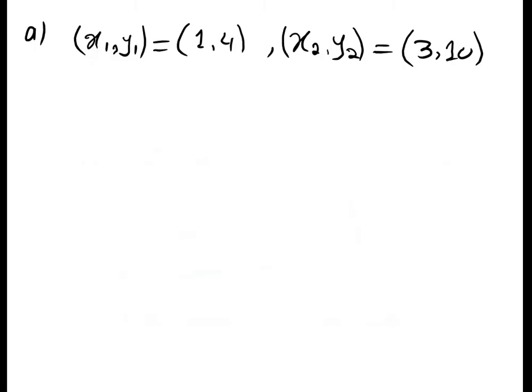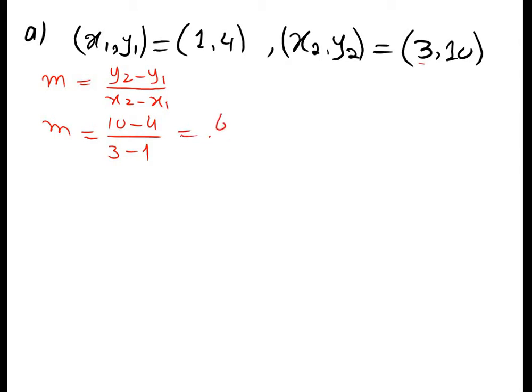So the first thing is, how do we find out the slope, or the gradient? The gradient is y2 minus y1 divided by x2 minus x1. So we can find out m: we have y2 is equal to 10 minus y1 is equal to 4, divided by x2 is equal to 3 minus x1 is equal to 1. So that gives us 6 divided by 2 and that becomes 3. So m is equal to 3.